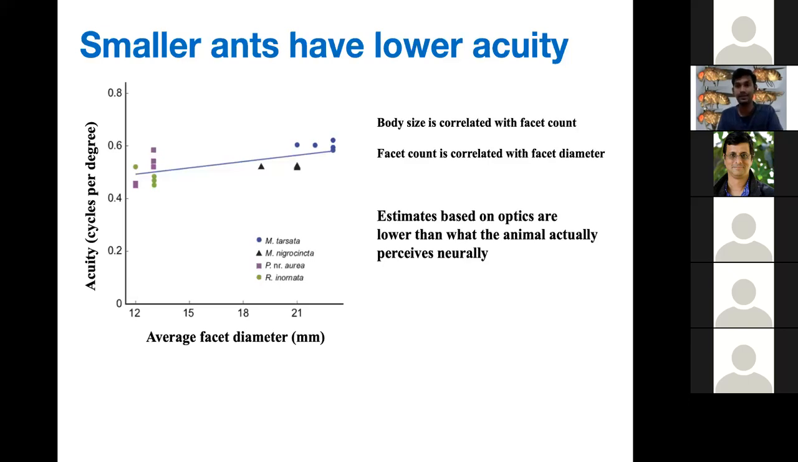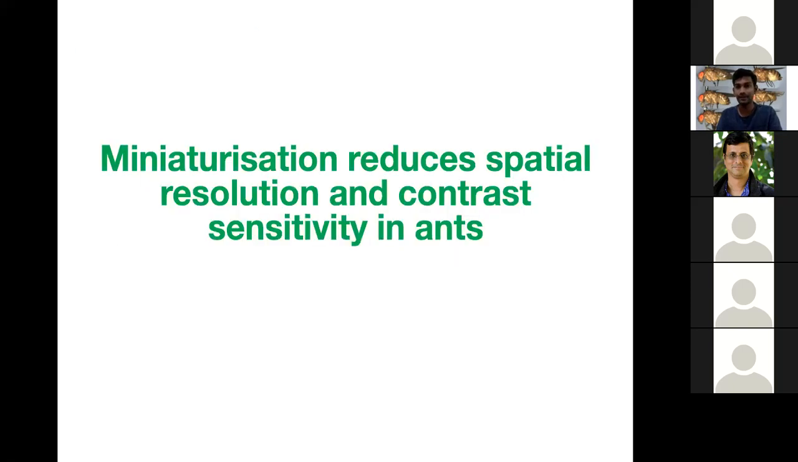Another interesting thing is that if we compare the values based on the optics using various assumptions, those values are actually lower than what we find using this technique. That brings home the point that vision is not just about optics all the time, but also depends on underlying downstream neural properties. Right, so to answer the question that we posed.